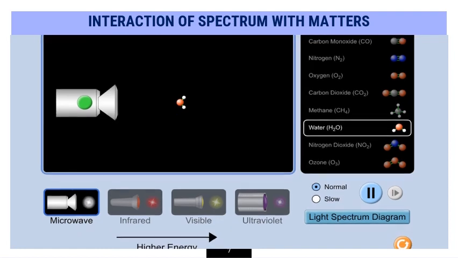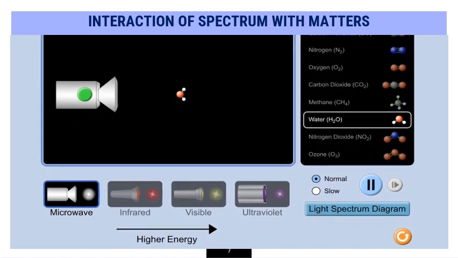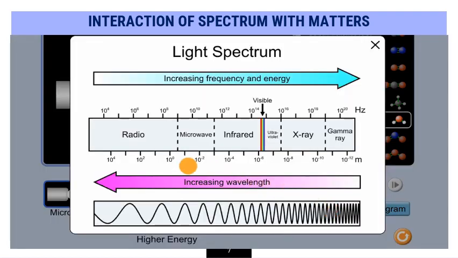But you can see what the simulator does is it allows us to essentially see how different wavelengths of electromagnetic radiation can interact with matter, in this case, various molecules. And just to get our bearings, we can click on this light spectrum diagram. And we can see that on this diagram, what people would normally consider radio waves, these are some of the lowest frequencies and longest wavelengths of light.